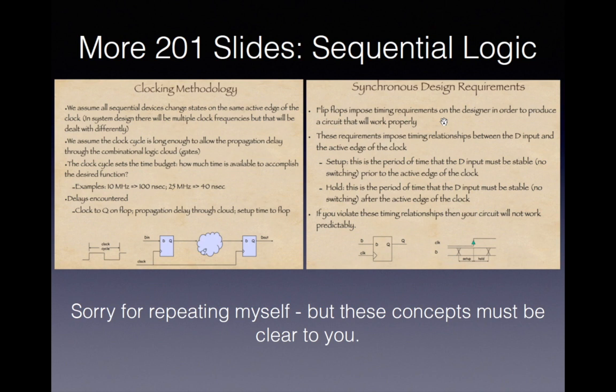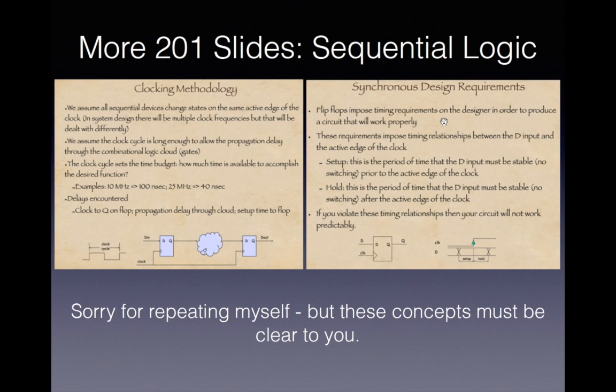This is just stressing the fact that we have a clock. We use a common clock. The frequency determines the period. And there are timing constraints on our flops that must be met for them to work properly, and that's in particular the setup and hold.